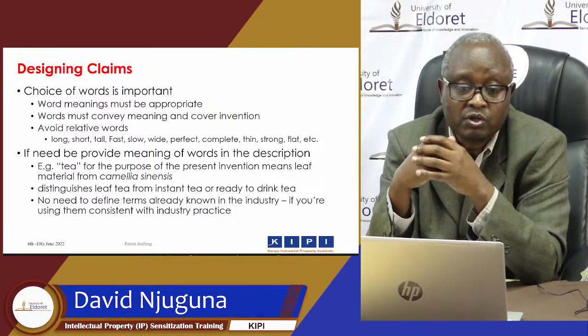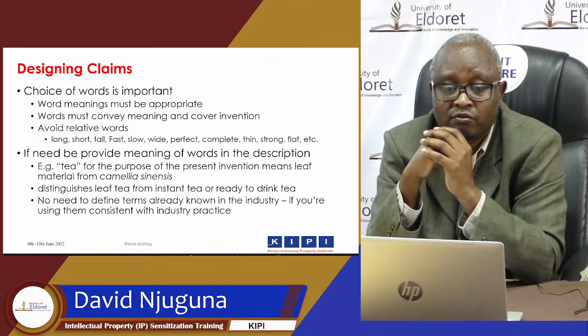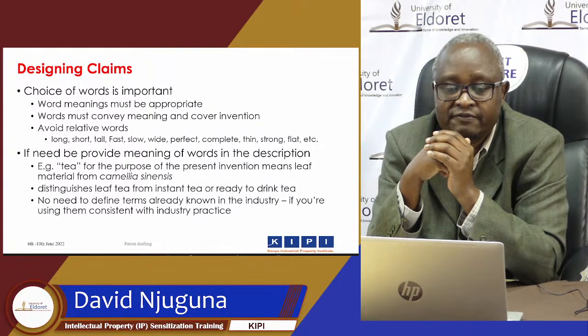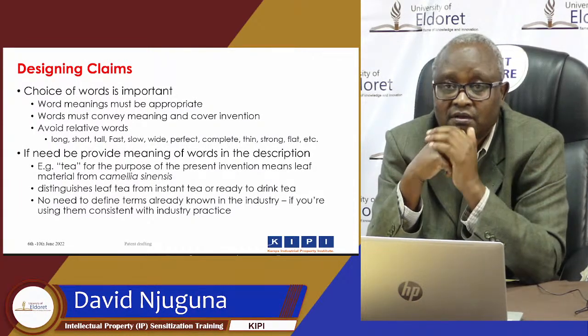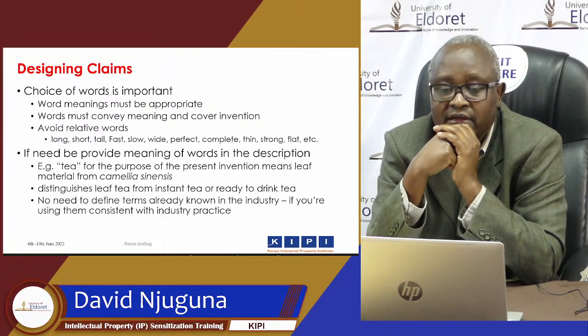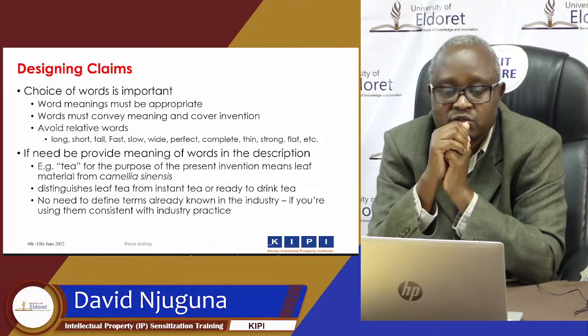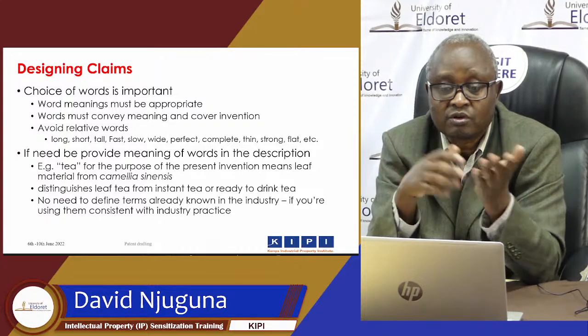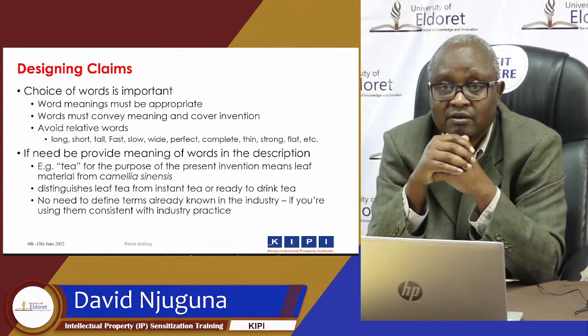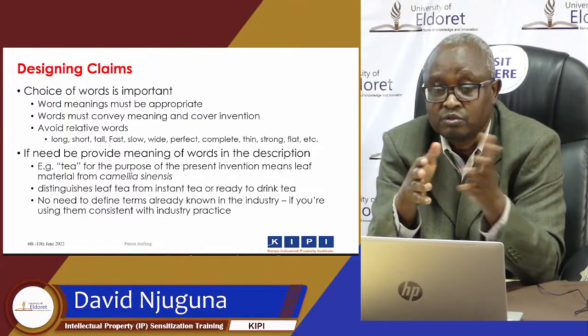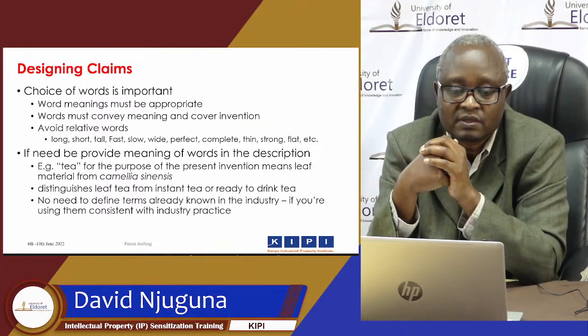Sometimes you may also need to define the meaning of your word. For example, tea, for purpose of the present invention, means leaf material from Camellia sinensis. So that's the tea plant, the leaf material. So you distinguish from instant tea. When you talk about tea, it could be instant tea or ready to drink tea, but in your case, you define what you mean by the term that you're using.